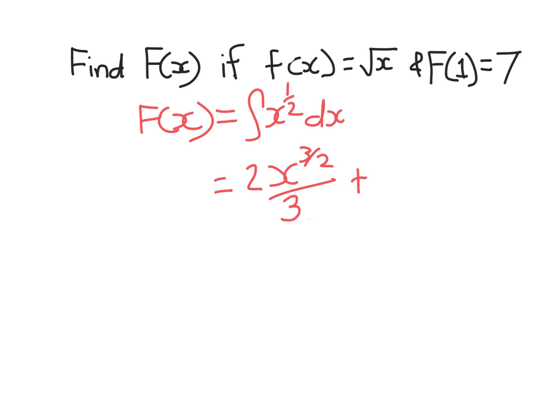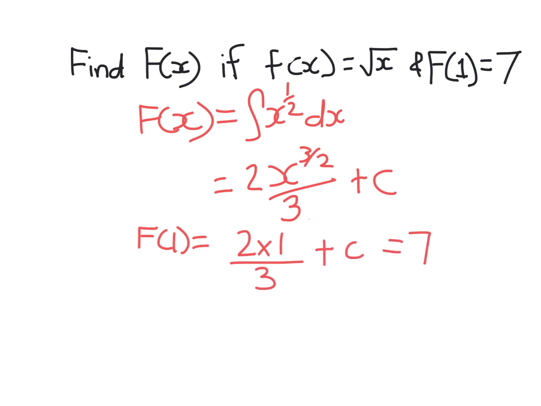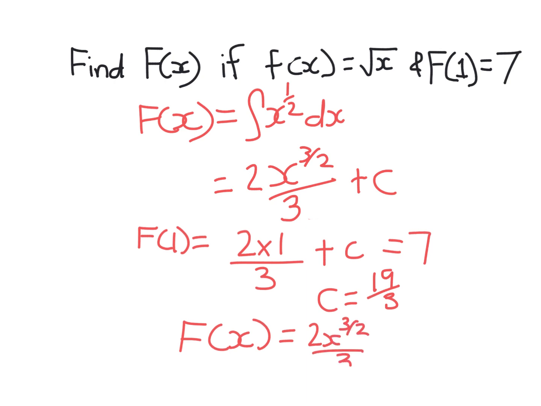So we again need to add plus c, but because we have our initial value, we can find what c is. Because f of 1 equals 7, I can substitute x for 1, so 1 to the power of 3 over 2 is just 1, plus c, and that must equal 7. So we can see clearly c will have to be 6 1/3 or 19 over 3. So that means that the antiderivative was 2x to the power of 3 over 2 over 3. That part was right, but now we found c. We can write that as well.